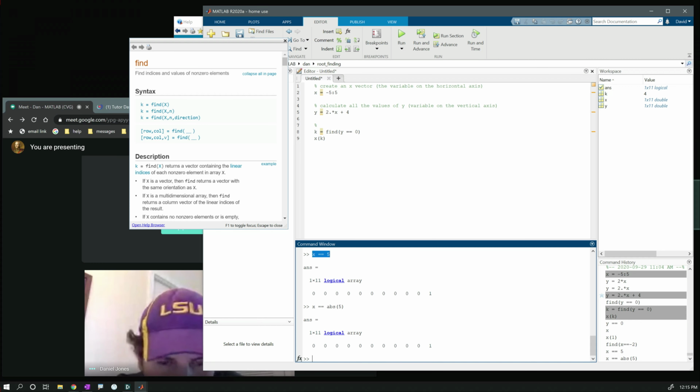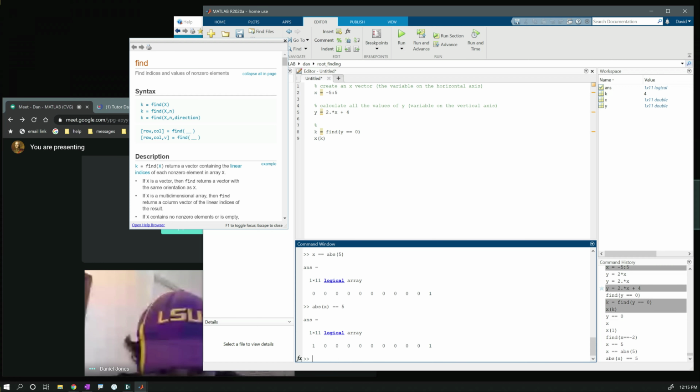If I wanted to find whether it's 5 or minus 5, I could find, well, let's just grab the ones, right? So then let's say the absolute value of x is equal to 5. So now we took the absolute value of each element of x and then compared it to 5, and if it's equal, then we said true, 1. Makes sense. Okay, cool.